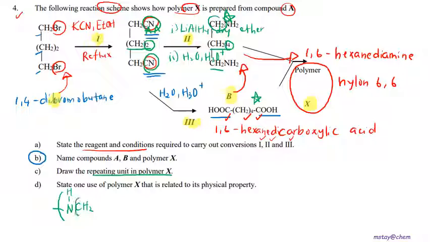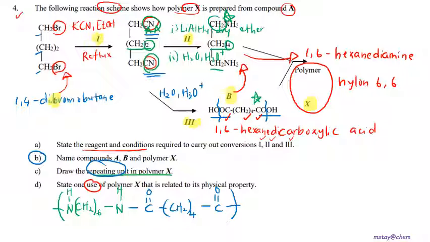So CH2 bracket 6 continue with NH, and then for the carboxylic acid we will break down the bond over here, so it'll be connected to C double bond O, CH2 bracket 4 and then C double bond O. So since we want the repeating unit, you no need to put n at the back here. So last question D, state the use of the polymer X.